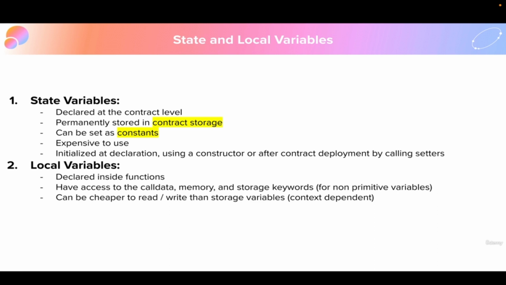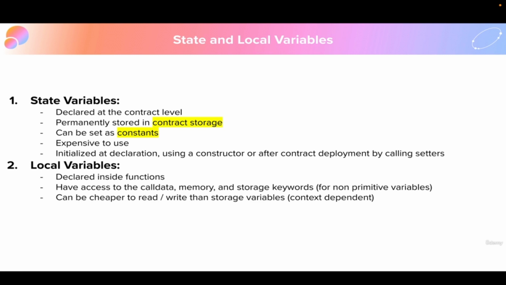We have two types of variables, state and local variables. State variables are declared at the contract level. They are permanently stored in the contract storage. They can be set as constants. They are typically initialized at declaration using a constructor or after contract deployment by calling setter functions. However, they are more expensive to use than local variables.